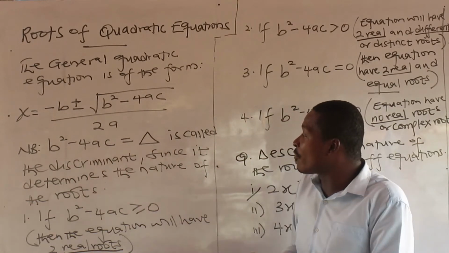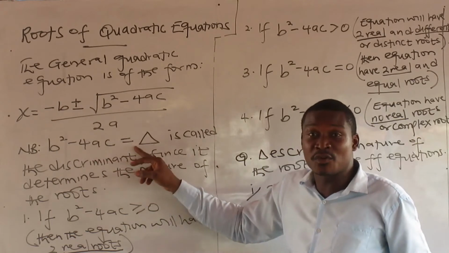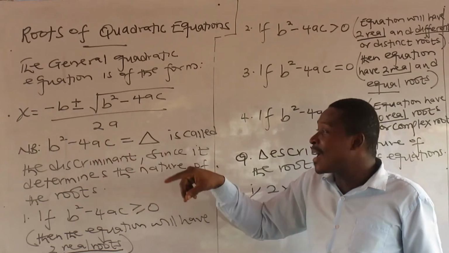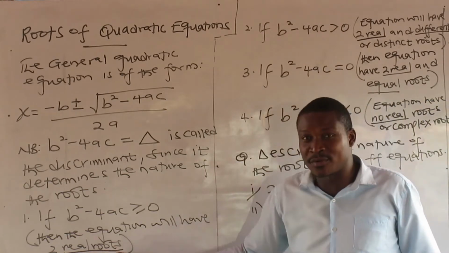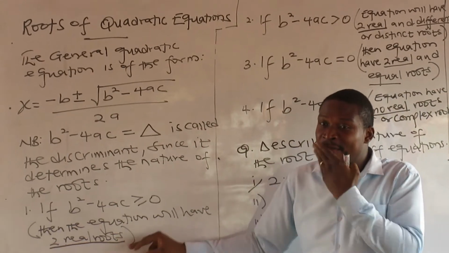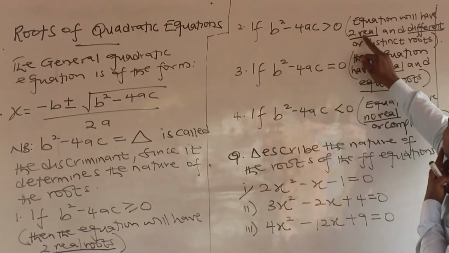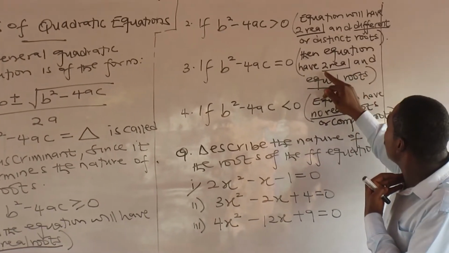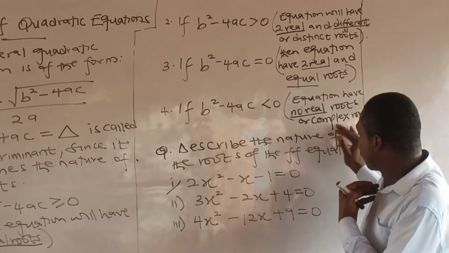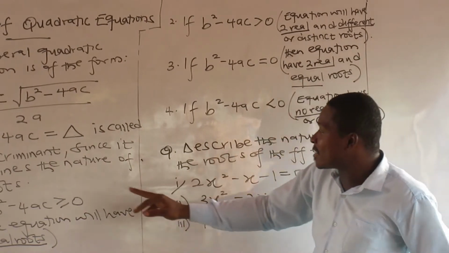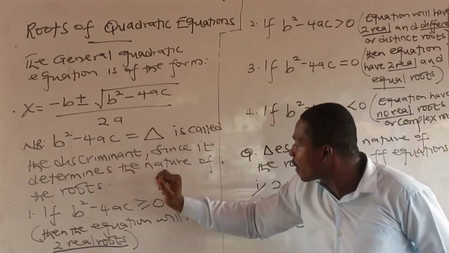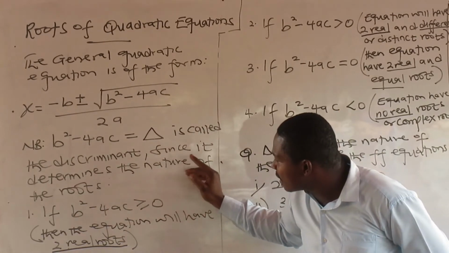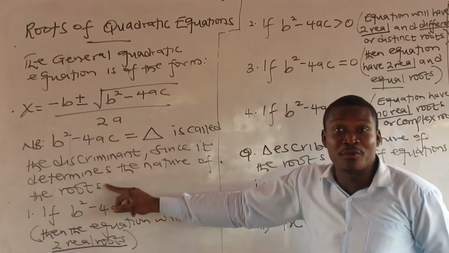So when you solve employing b squared minus 4ac, you are going to get something. And that is going to tell you whether you have two real and different roots, or whether you have no real roots or complex roots. So this discriminant will discriminate. That is why we call it a discriminant, since it determines the nature of the roots.